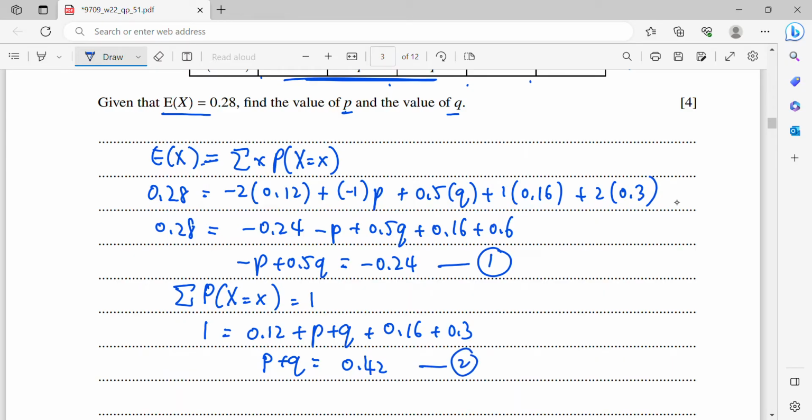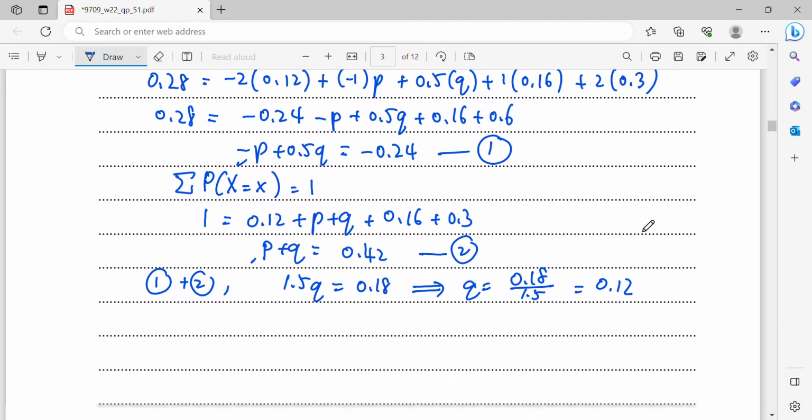Now, when you need to solve these two equations, the coefficient for the P in the first equation is -1, which is here, and the coefficient for the P in the second equation is +1. Okay, therefore, to eliminate the P, I will add two equations. So first equation plus second equation, the P will be cancelled off, and then 0.5Q plus 1Q will be 1.5Q. Right hand side, when you add together, you will be getting 0.18. Then from here, my Q is 0.18 divided by 1.5, and at last you will be getting 0.12.